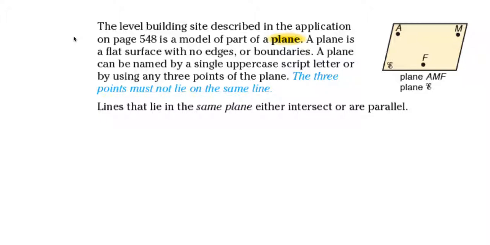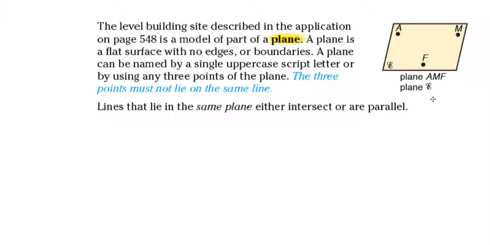The building site described in the application on page 548 is a model of part of a plane. The definition of a plane is a flat surface with no edges. It has no boundaries. A plane can be named by a single uppercase script letter or using any 3 points on the plane. So this is your script letter, so we can name it plane.